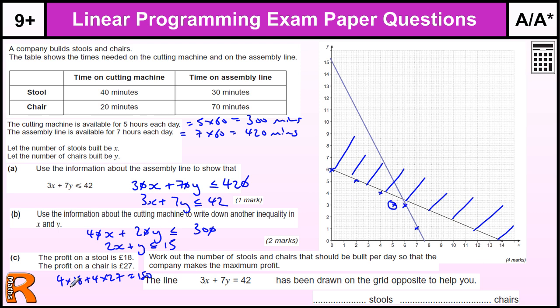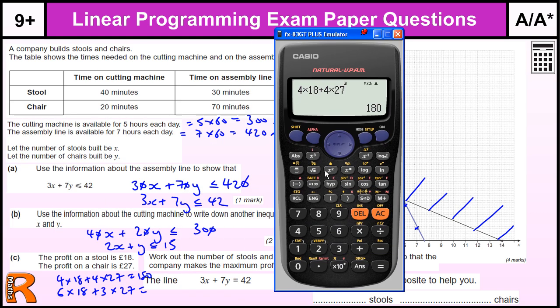Let's have a look at this one. 6 and 3, so 6 times x, which is the stool, 6 times 18 plus 3 times 27. 6 times 18 plus 3 times 27 will be 189.